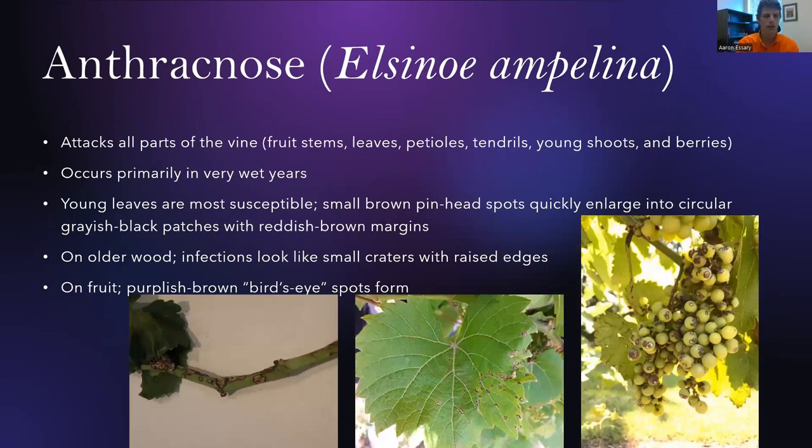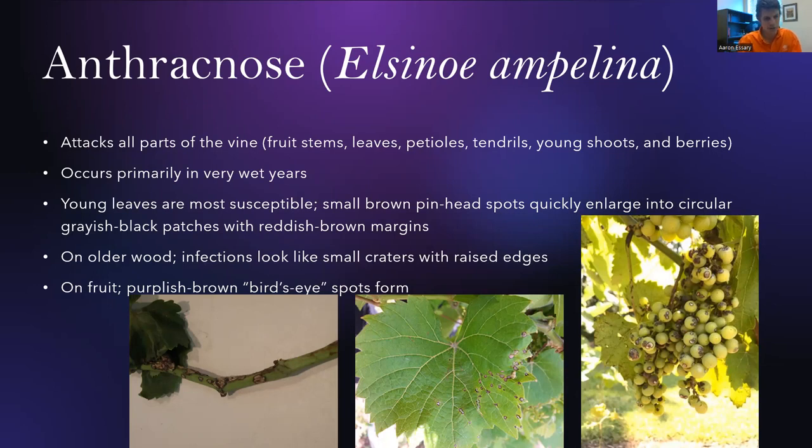Anthracnose. Anthracnose attacks all parts of the vine: stems, leaves, petioles, tendrils, young shoots, berries. Occurs primarily in very wet years. Young leaves are more susceptible, and it looks like the bottom middle picture, just brown. It's a brown pinhead spot that quickly enlarges into a circular patch. The thing about identifying anthracnose is that it's always circular. You can see on the right picture, the berries and clusters, anthracnose will always appear circular.